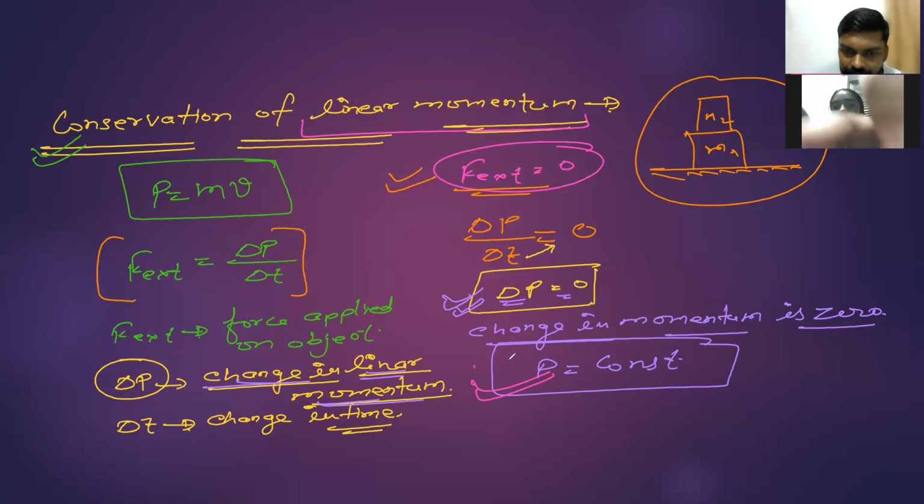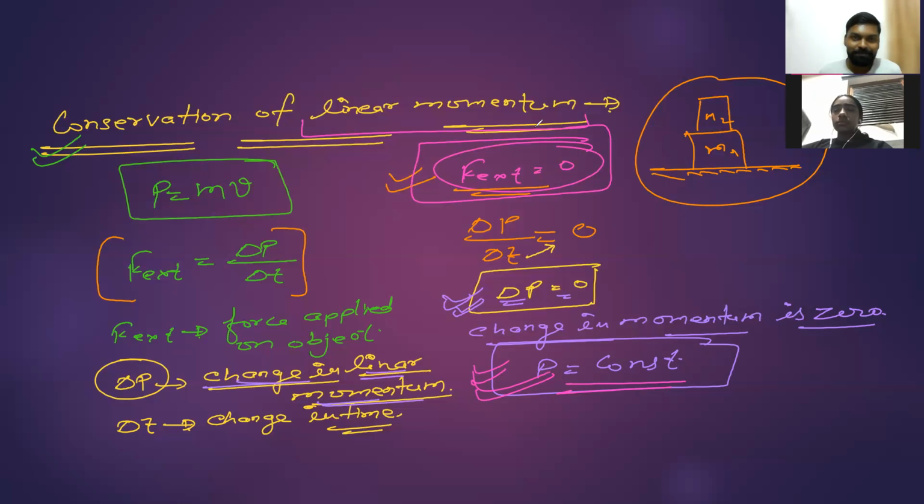Yes. So we can say that the linear momentum is constant. But when is the linear momentum constant? Only when the external force applied on the object is 0. Look here: when F external is equal to 0, P is constant.